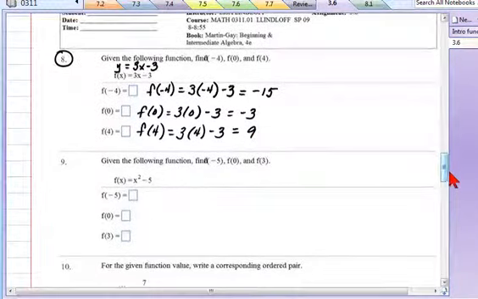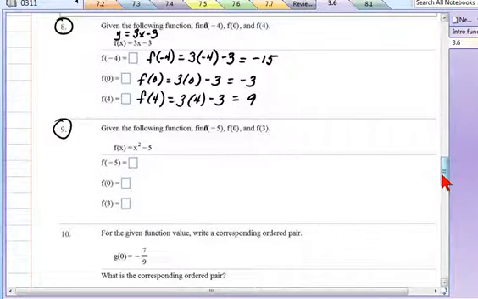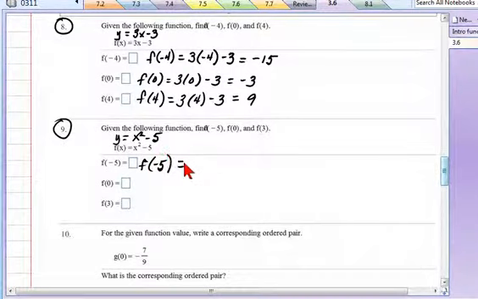The next question, let's just do one part of it together. Number 9, we're given a different function and asked to find values. In this one, f of x, which is the same thing as y, equals x squared minus 5. Okay, when you do this, if you happen to be using a sophisticated calculator, then for f of negative 5, make sure you put that negative number in parentheses.